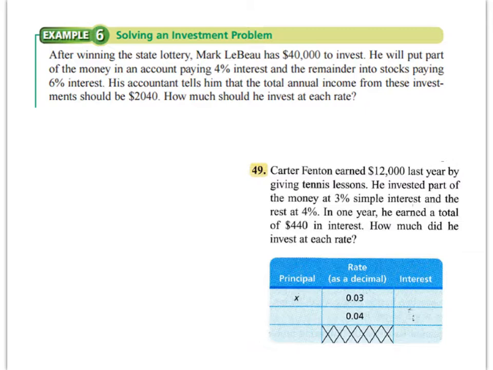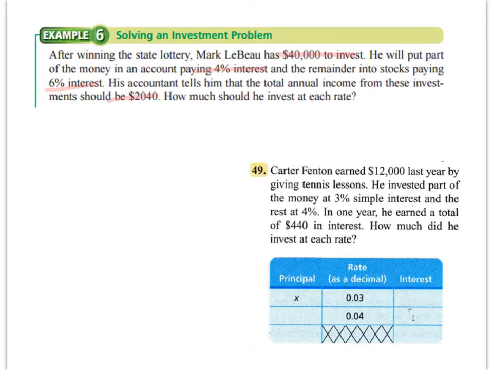All right, here we're looking at an investment problem. And this isn't quite how it would work in reality, but it does make for a good question. So we've got Mark here. He has $40,000 to invest. He's going to put part into an account paying 4% interest, the rest into stocks paying 6% interest. Accountant says, well, you should get $2,040 per year in income from those investments. The question is, if that's the case, then what is he investing at each rate?